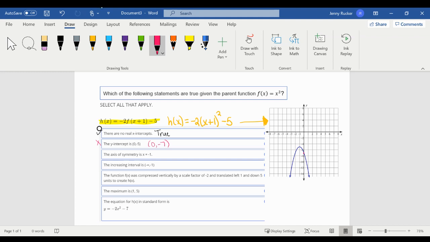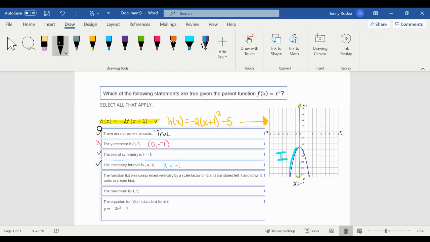All right, the axis of symmetry is x equals -1. So if I go and graph x equals -1, you can see that that is the line of symmetry for my parabola, and it passes through that vertex. So that is true. The increasing interval is from -infinity to -1. So another way of saying that is x is less than -1, so to the left of -1. And if I look at that on my graph, that is actually increasing.